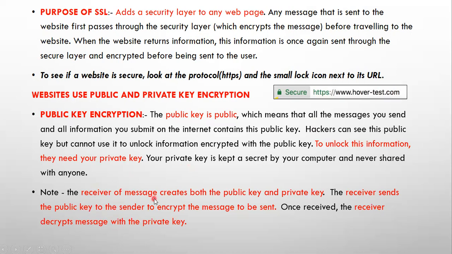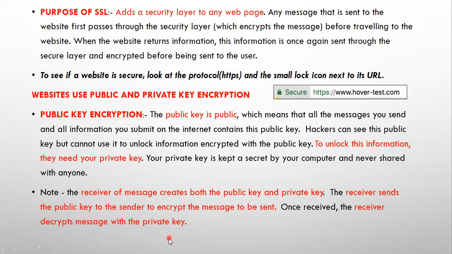The receiver of the message creates both the public and the private key. So if you're the one that's going to receive the message, you're going to create both the public and the private key. The receiver sends a public key to the sender to encrypt the message to be sent. So the person that's going to send you the message will receive the public key for encryption, and when you receive the message, you're able to decrypt it with a private key.